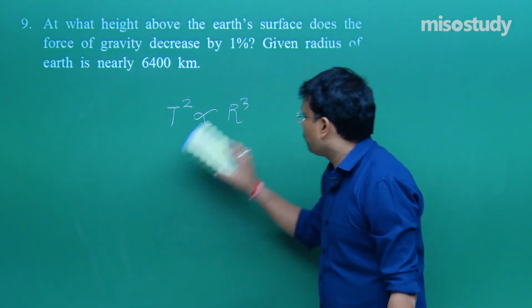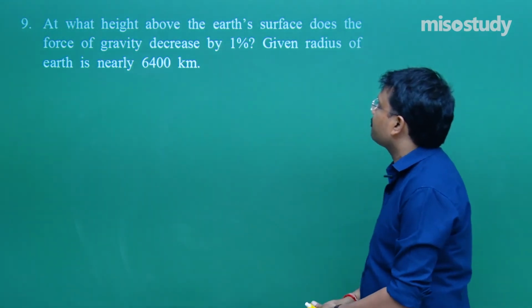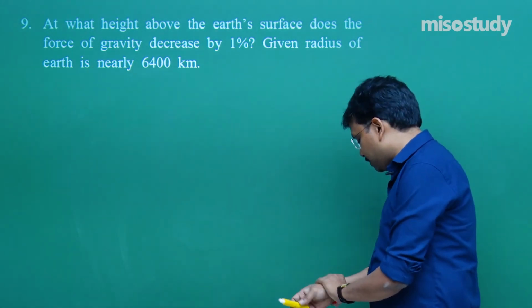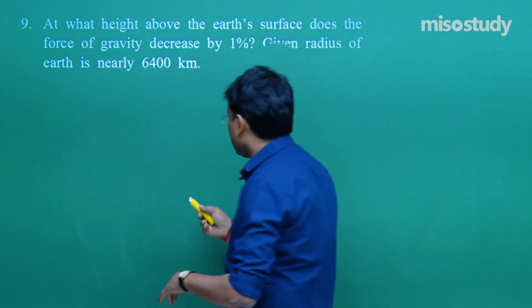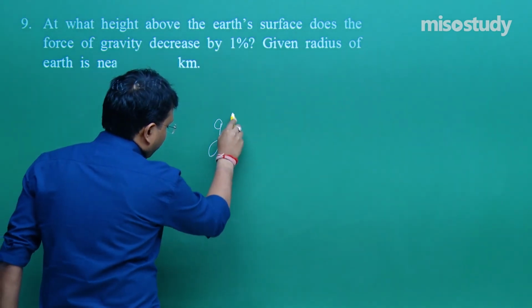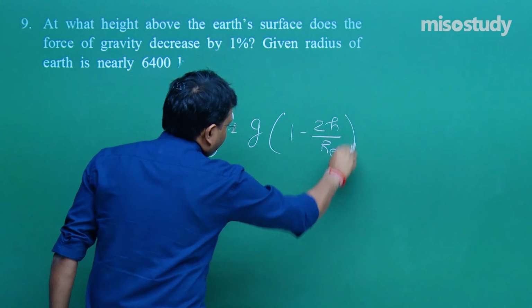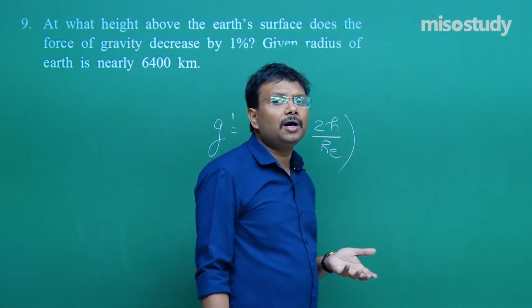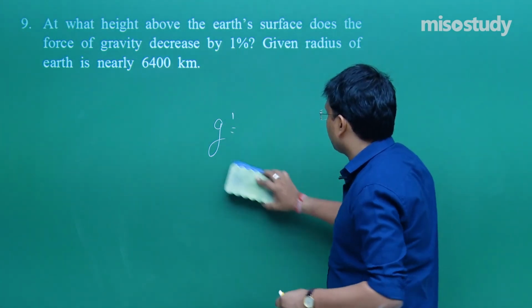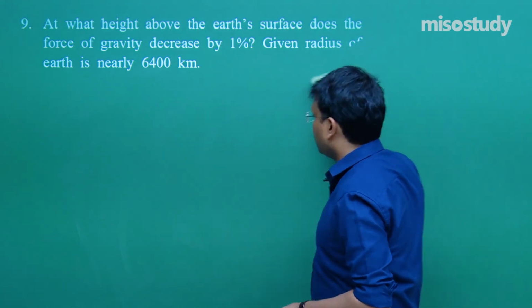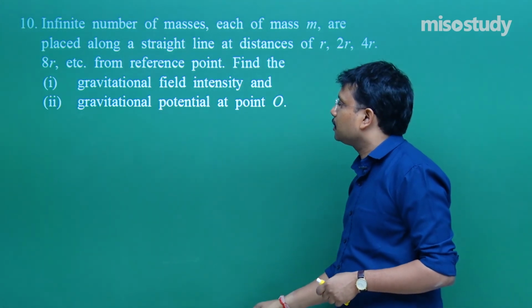Now, here comes question number 10. At what height above the Earth's surface does the force of gravity decrease by 1%, given the radius of Earth is nearly this much? Now, students, you have to use the formula, as directly I can mention it: g prime is equal to g (1 minus 2h upon Re). The formula is simple, from the question number 7 topic. So, here you have to just provide the long answer, write down the steps, formula, calculate and show every step of the calculation.